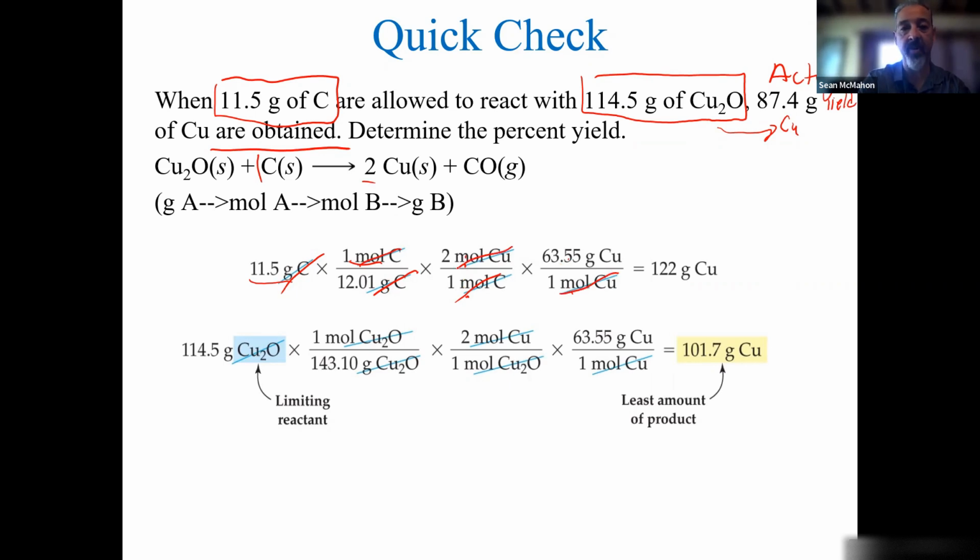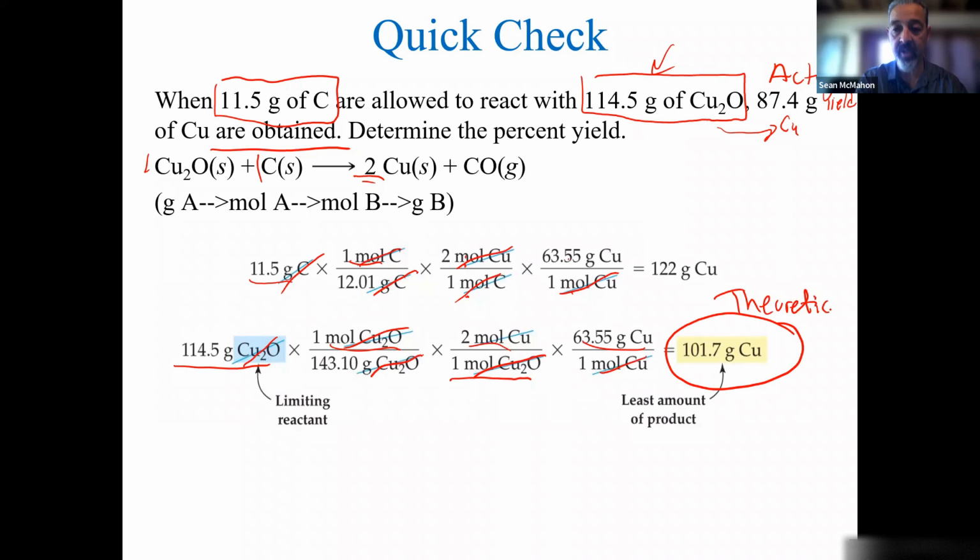Then I do the same for the copper 1 oxide. I start with the given grams of copper 1 oxide, convert it to moles using molar mass. So in 1 mole of copper 1 oxide, there's 143.10 grams. Then I use the mole ratio. 1 mole of copper 1 oxide gives me 2 moles of copper, to get moles of copper. And then I do 1 mole, 63.55 grams. And what I see, the smaller amount is 101.7 grams of copper. So this is my theoretical yield.